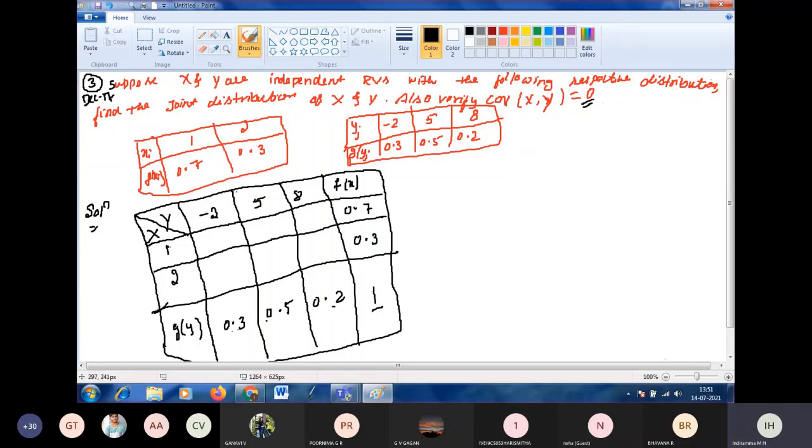So we got this table. We have to complete the table by using the condition that x and y are independent. How can we get this value if x and y are independent? It is the product of f of x1 and g of y1, because x and y are independent.